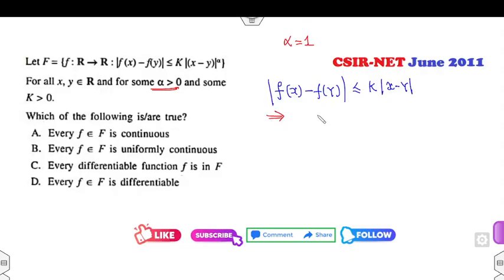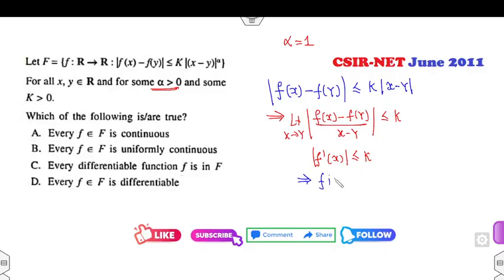Now, if I divide both sides by |x - y|, then it will be less than or equal to k. Take the limit as x approaches y. So f dash of x will be less than or equal to k. What does it mean? f is bounded and satisfies Lipschitz continuity. Once f is Lipschitz continuous and bounded, then f is uniformly continuous. So every such f is uniformly continuous. If f is uniformly continuous, then f is continuous as well.